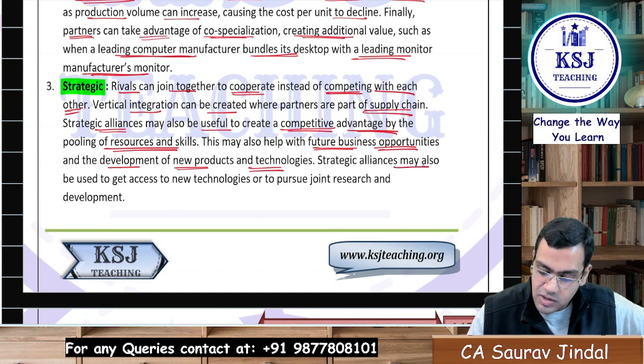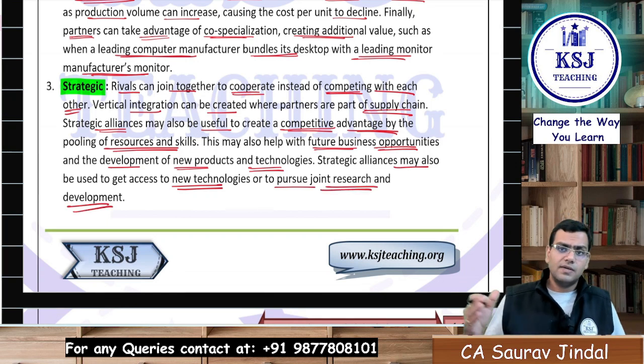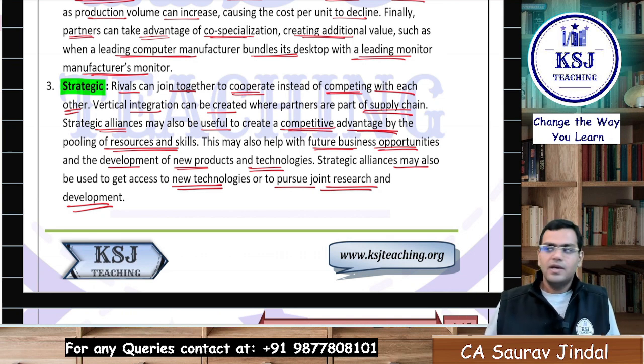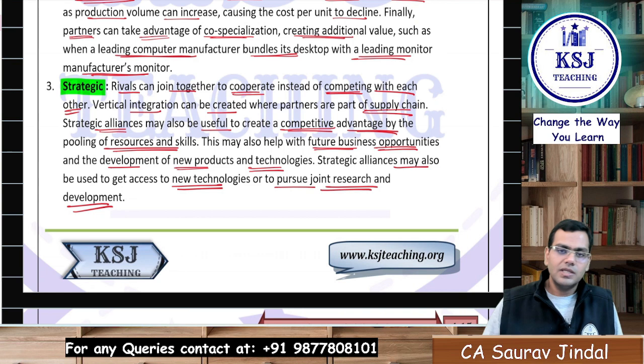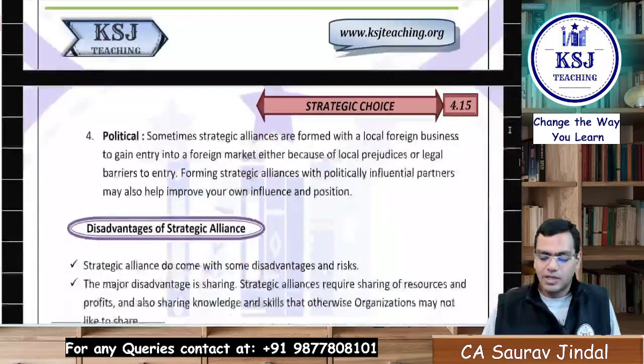Strategic alliances may also be used to access new technologies and to pursue joint research and development. Now, some of the technologies available with XYZ Limited, ABC gets the access to that technology. Both of them together can do some research and development, on how they can make better products. So all this is the benefit that both the companies will get, right?